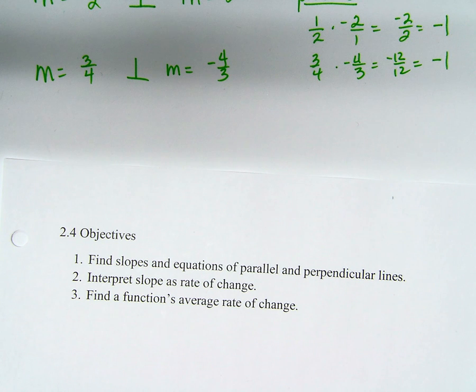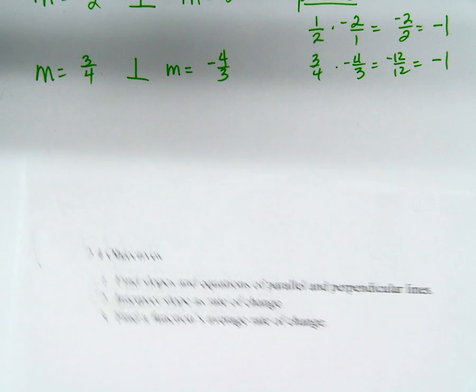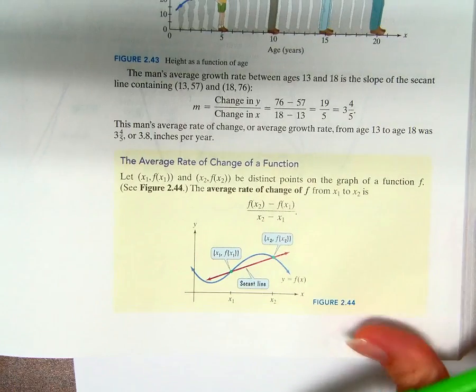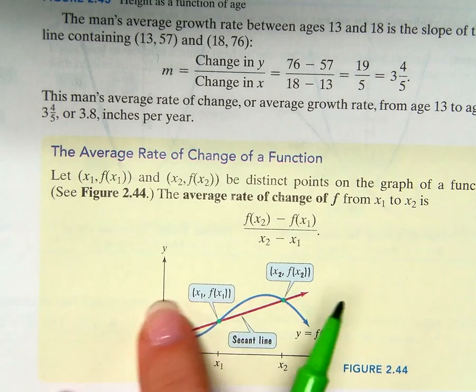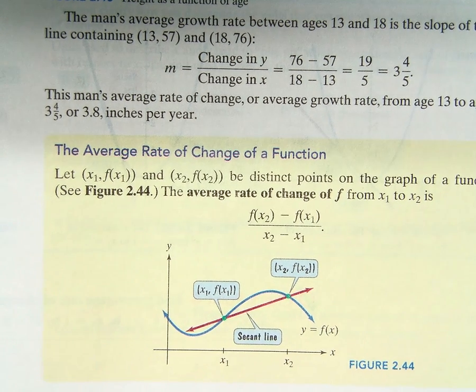Okay, but once again, all you're doing is finding the slope based on the points that you're given in the word problem. Okay, last thing is find a function's average rate of change. Well, not every function is linear. Okay, not every function is linear, and so in a function like this blue function right here, I can't really find a rate of change at our level. Okay, there's tons of stuff you can do in calculus to find rate of change here.